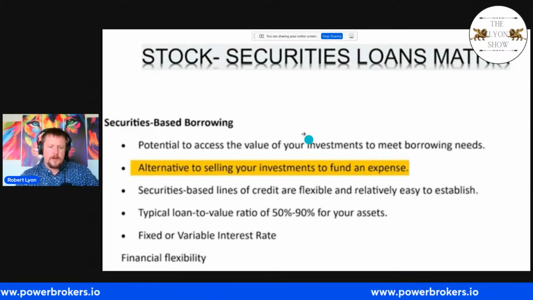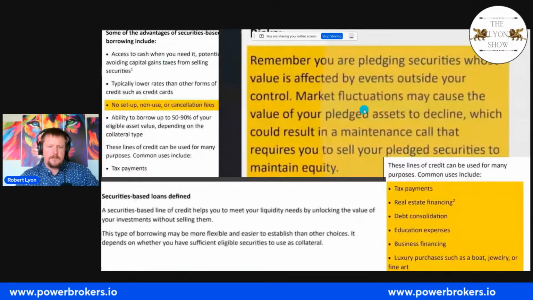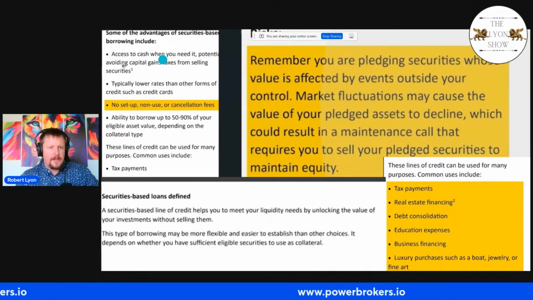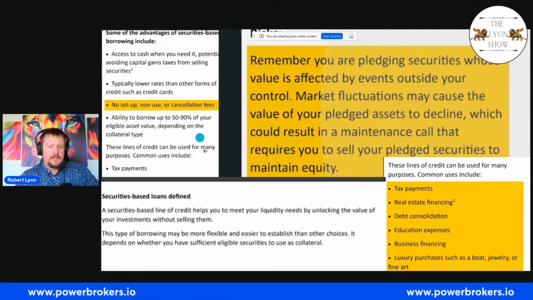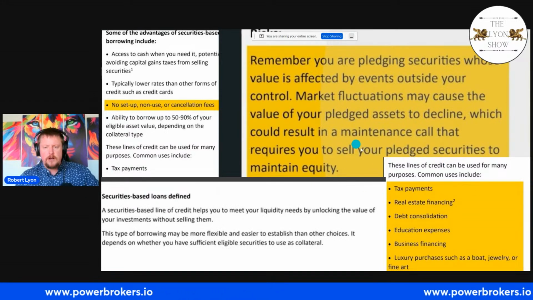So this is what the smart people do. They keep all their money invested, but then they get loans against their money and their stock portfolio, and they were able to get funds to stay afloat. Some advantages: you can access cash without the potential of capital gains tax. You can get typically lower rates. The downside is that these are based on the stocks. So if the stock market absolutely crashes, they might call that you have to pay this back right away.